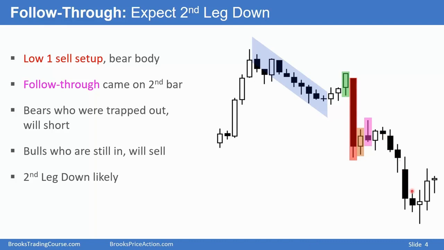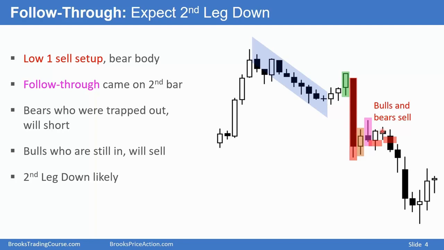Here, we did get a second leg down. Both bulls and bears sold below this pullback bar, so it's a low one short, first pullback. The bulls tried to reverse up again a second time from a micro double bottom, but are these 2 bull bars enough to reverse that bear bar? Probably not. So a lot of traders would not buy above this bull bar.